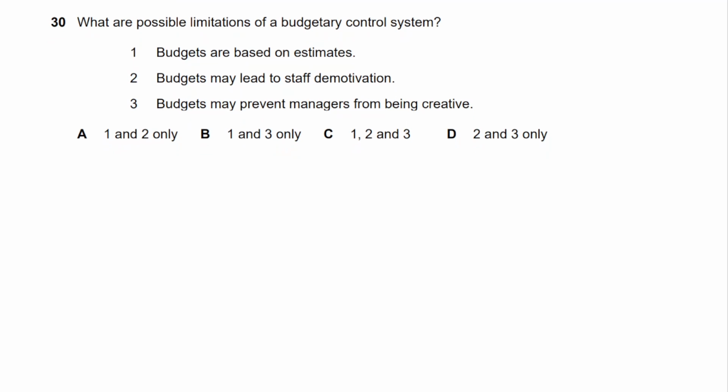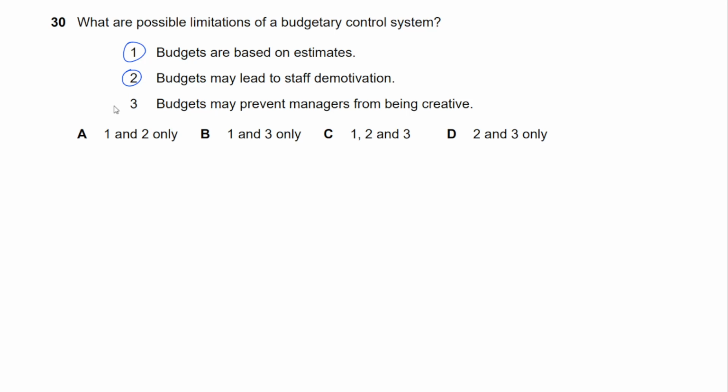Number 30, last question. What are possible limitations of a budgetary control system? Budgets are based on estimates. Yeah, so that is a limitation because it's all estimated only. Budgets may lead to staff demotivation if they are, let's say, too unrealistic, maybe too hard to achieve, and those kind of budgets will demotivate staff.